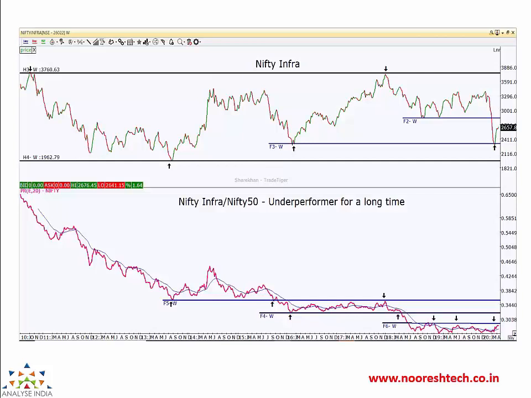So the ratio chart has been constantly falling as seen in the graph, but the Nifty Infra chart, as you can see on the above graph, has comparatively traded in a range which is between 1960 to 3760. Currently it has come down to the level of 2400, and from there it has bounced to 2650. However, the ratio chart is still range bound, and it has been a constant underperformer for a very long period of time.